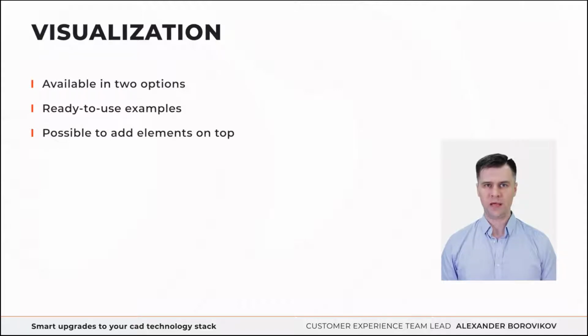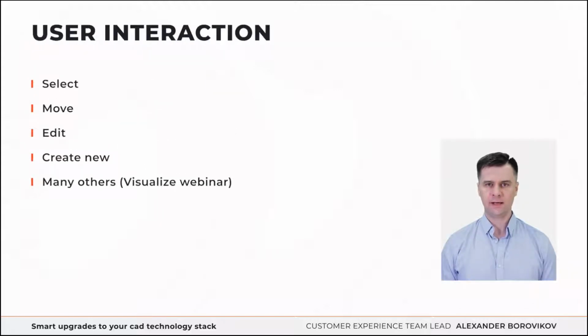The SDK comes with a bunch of examples and the possibility to draw something on top of the CAD model visual representation. In both cases, you have the possibility to draw some service elements on top, for instance, the axis or a selection rectangle. Visualization is tightly connected with user interaction, so the next features are available. Starting with the simplest ones, they are selection and highlight, moving or editing of the entity, and creating a new entity. For more information, you can refer to our visualization webinar and other materials.